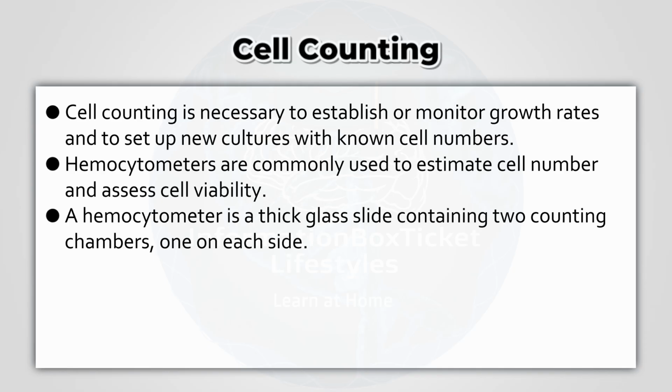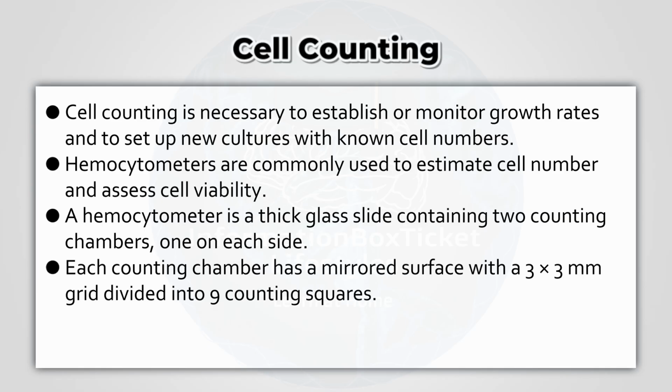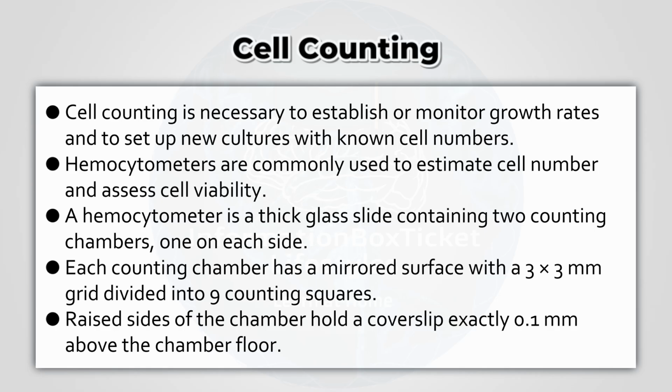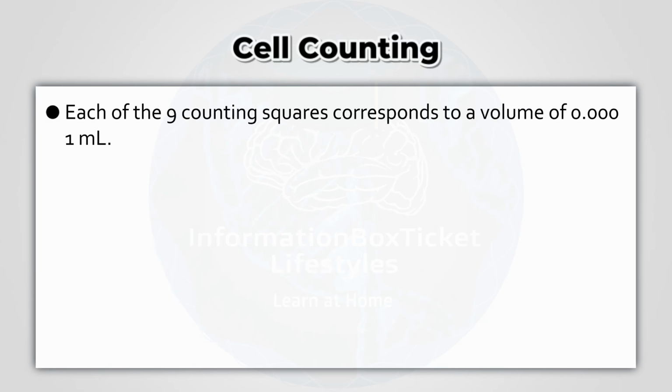A hemocytometer is a thick glass slide containing 2 counting chambers, one on each side. Each counting chamber has a mirrored surface with a 3 by 3 millimeter grid divided into 9 counting squares. Raised sides of the chamber hold a cover slip exactly 0.1 millimeter above the chamber floor. Each of the 9 counting squares corresponds to a volume of 0.0001 milliliter.